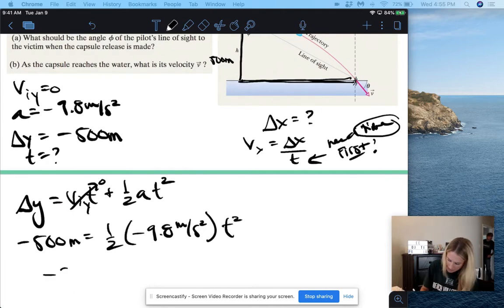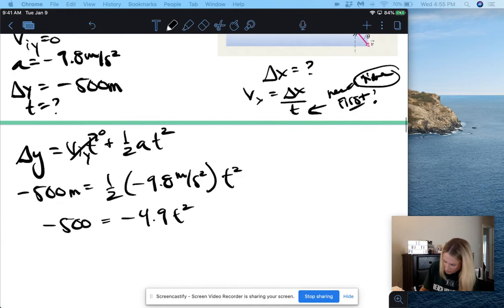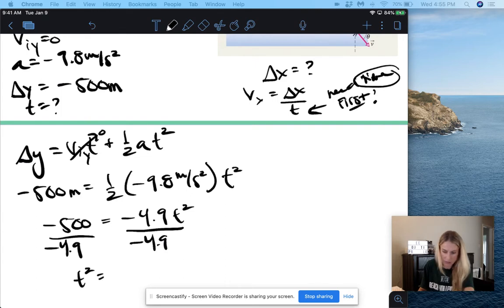And so I get negative 500 equals negative 4.9 times time squared. I'm going to divide both sides by negative 4.9. And we get that time squared is equal to 102.04.